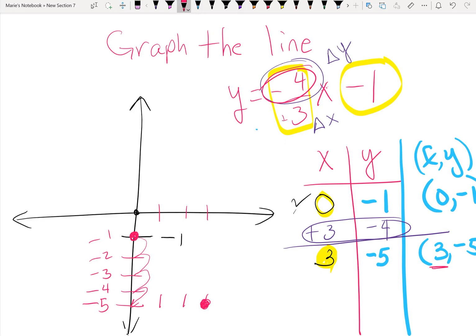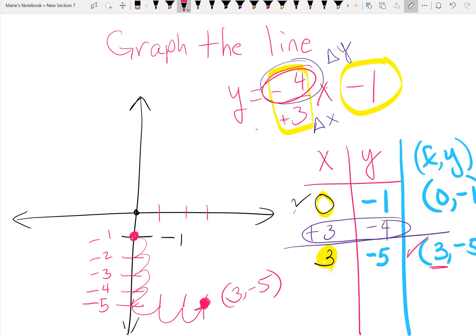Since this is now a positive 3, because I moved the negative up, I'm going to move 1, 2, 3 to the right, and I'm here at this point. Again, this point is 3, negative 5, which is the same point that I have here. Okay, so we graph our line.